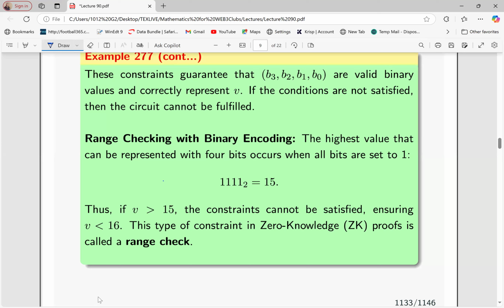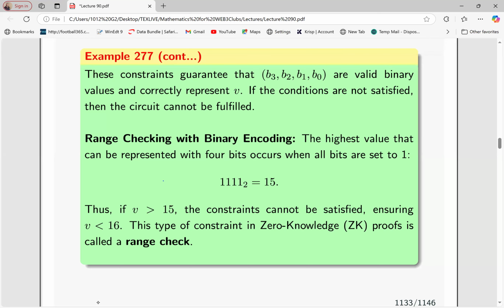The point is saying, thus, if V is greater than 15, the constraint cannot be satisfied, ensuring that it cannot be satisfied. So that means at every time, V is supposed to be less than 16. In other words, it's supposed to be less than or equal to 15. So this type of constraint in zero knowledge proof is what we call the range check.